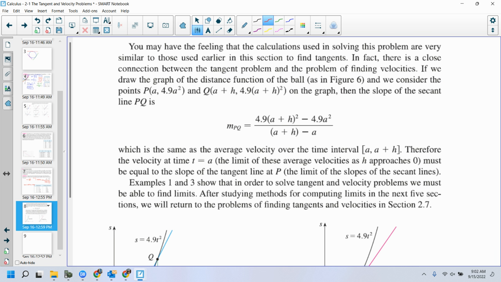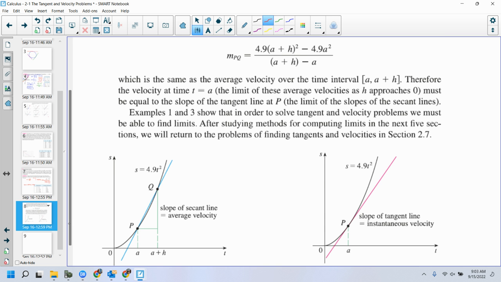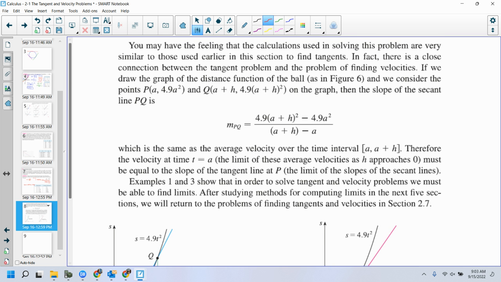You may have the feeling that the calculations used in solving these problems are very similar to those used earlier in the section to find tangents. In fact, there is a close connection between the tangent problem and the problem of finding velocities. Now, the graphs are drawn below. But what I really want to point out to you is this.